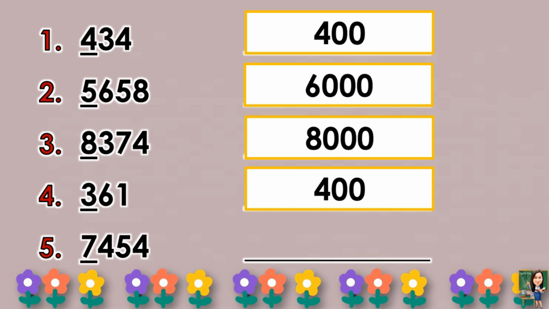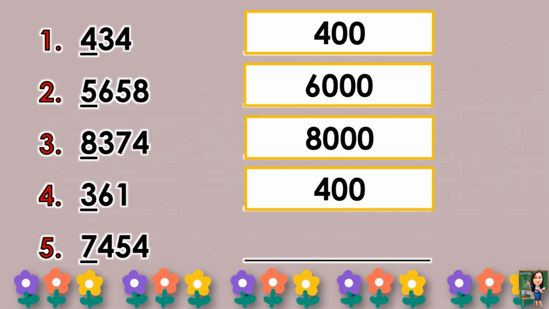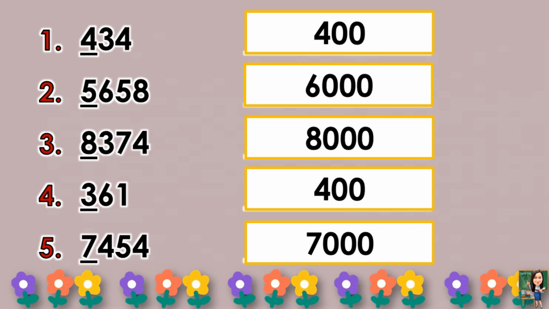And number 5. 7,454. The highest place value is 7. The number next to it is 4. So that means we will round down. It will be rounded off to 7,000. Did you get it?